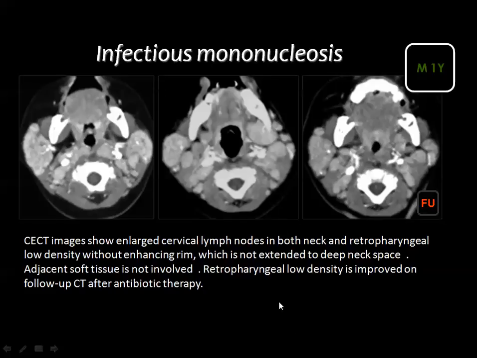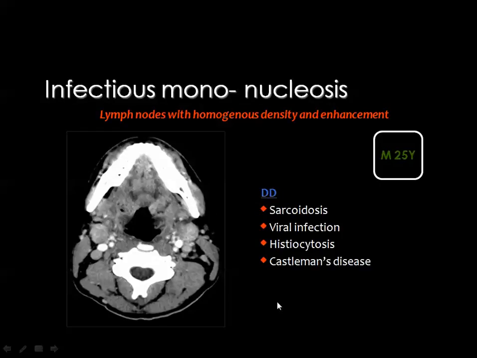And the differential diagnosis of infectious mononucleosis may include sarcoid, viral infection, histiocytosis, and Castleman disease, which is also a disease resulting in enlargement of the nodes with homogeneous CT density and also homogeneous enhancement.